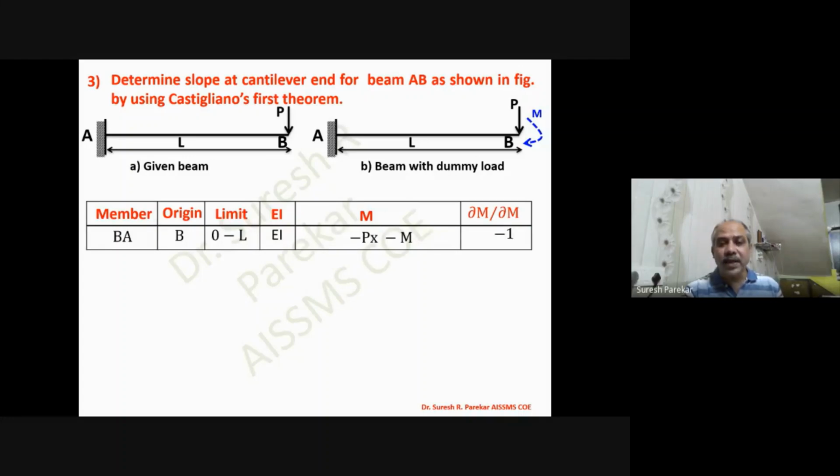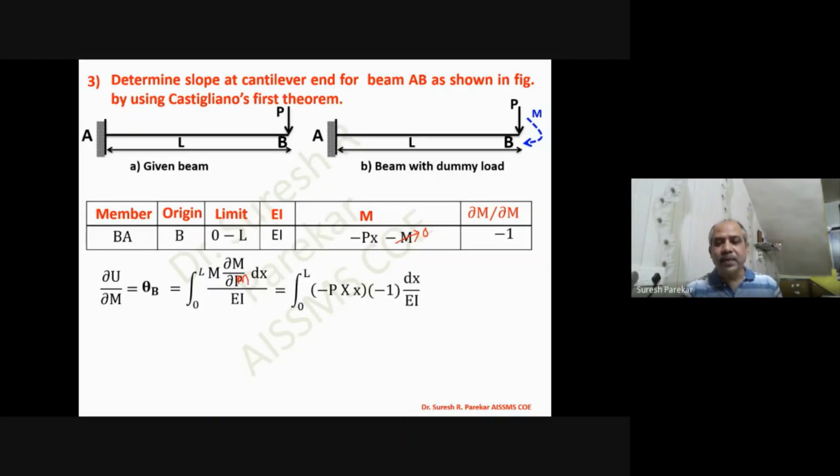And now, as we have already seen, since this M is a dummy, we make it 0. And then we can go with ∂U/∂M, that will be theta B. So here again we have M into ∂M/∂M, dx upon EI. Then we substitute the values, so we have minus Px minus 1 dx upon EI. And then I will get the value of theta B equal to PL square upon 2 EI.